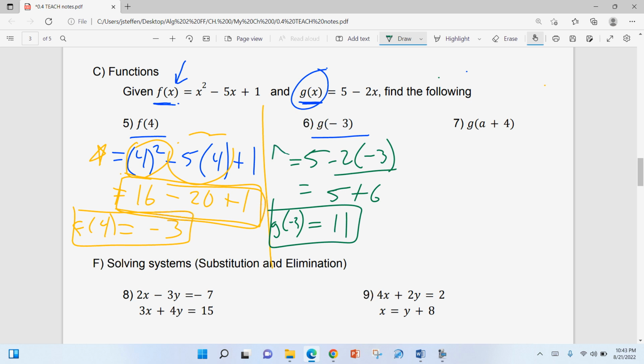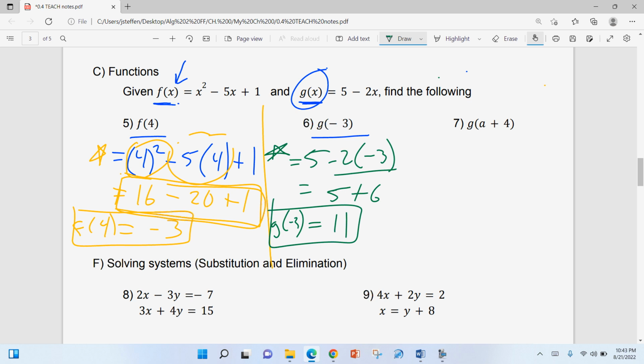So again, I wouldn't put this in my calculator all in one step. I think it's kind of hard to stay organized that way, but it is also a good idea. I do it a lot of times when I check my work. So type in 5 minus 2 times negative 3 in parentheses, just to make sure you get that answer.